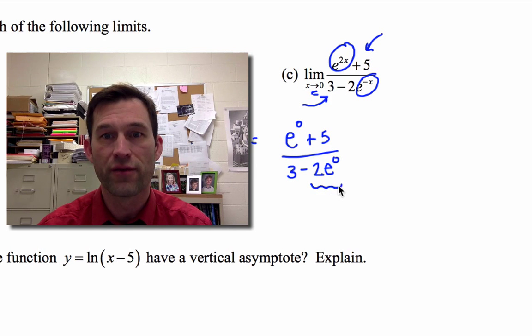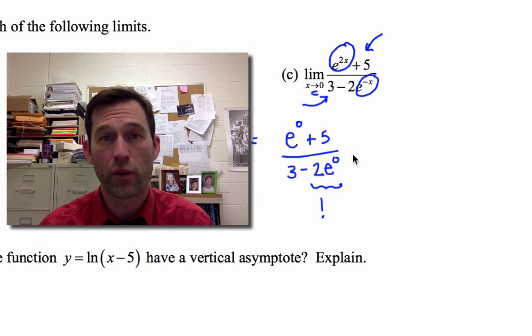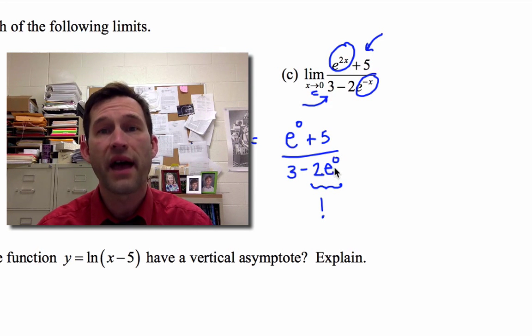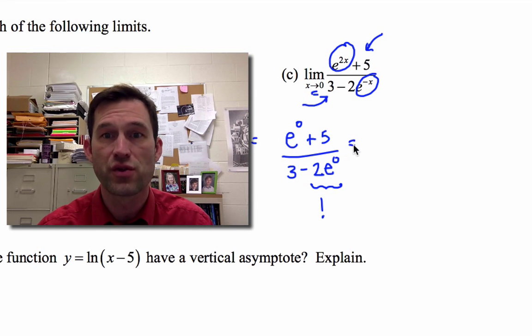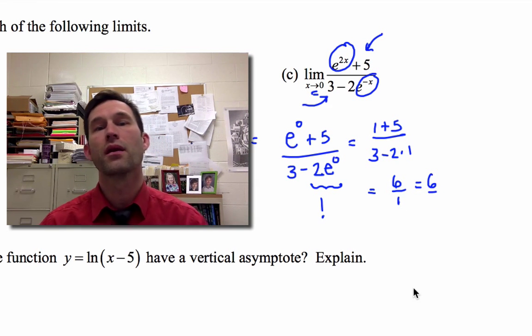Now watch out here, folks. Right? Watch out, little exclamation point there. I've had students before that do 2 times e and then they raise to the 0. Exponents before multiplication, right? Always remember your order of operations, really critical. So the numerator is 1 plus 5, the denominator is 3 minus 2 times 1, and that's going to be 6 divided by 1, for a limit of 6.